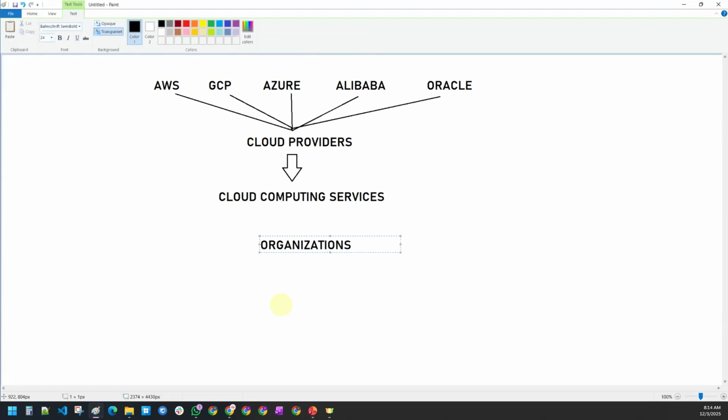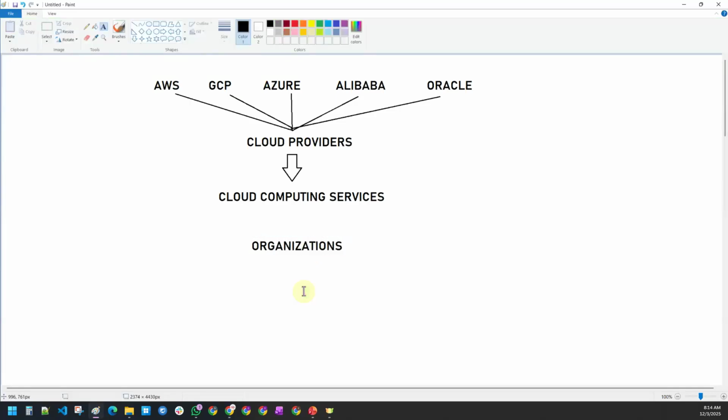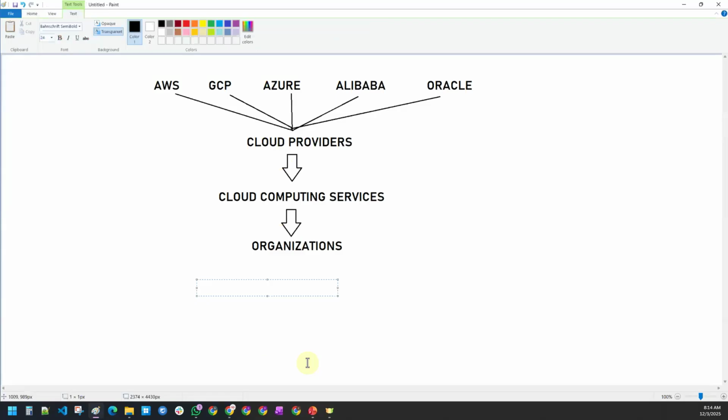So what can organizations do, sir? Organizations can make use of these services to fulfill their project requirements, maybe for storing the data, for data ingestion or data storage, data processing, data analysis, data governance, data monitoring, and all of these activities, right?